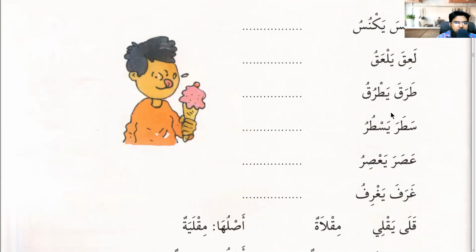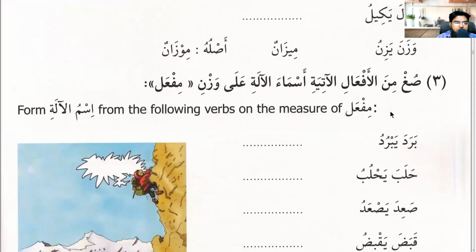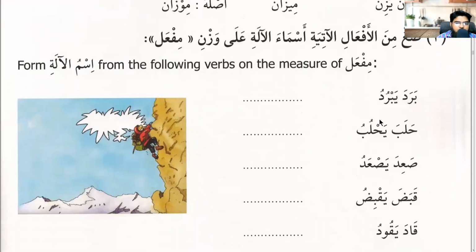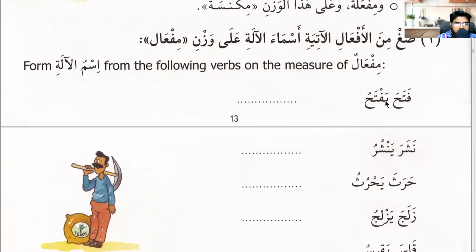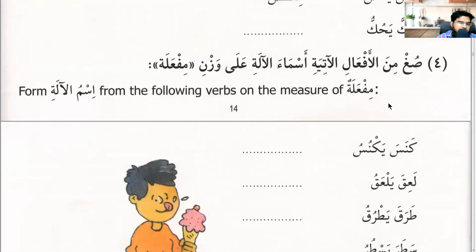So we've learned all the three forms, right? Mif'al, mif'al, and mif'alatun. So some verbs go there. There's no reason why some are here and some are here and some are here. It's just the way it is.